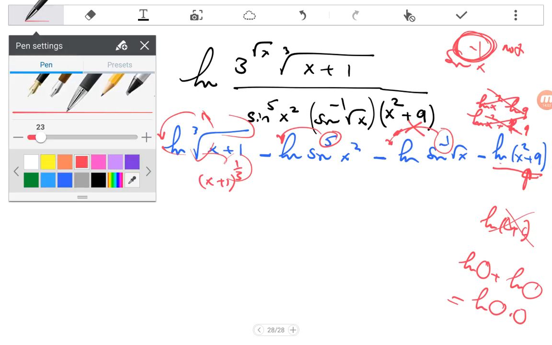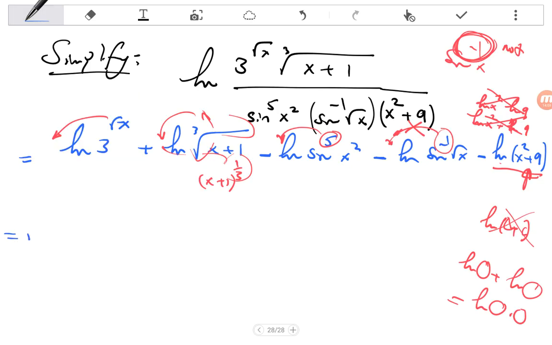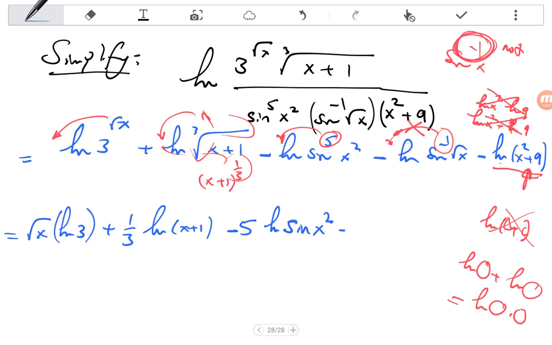Okay, so let's write the final expression. It will just be root x times ln 3, and that is a number times that root x. I will have here 1/3 of ln x plus 1, and in that case I will have 5 ln sine x squared, and this I will just leave as it is, and for the last term I will just leave it as it is. Okay, so that is the simplification of this expression.